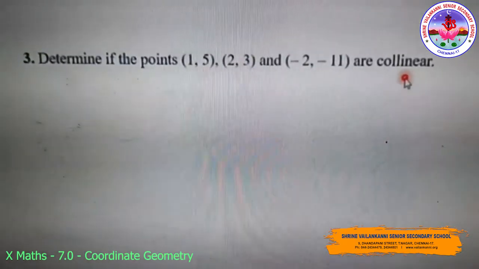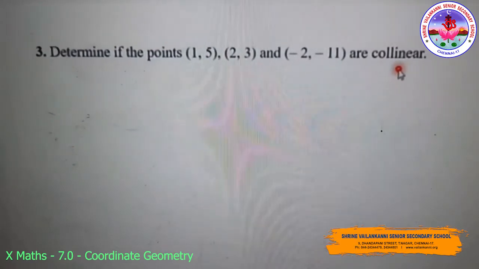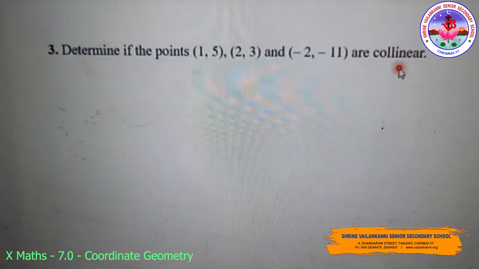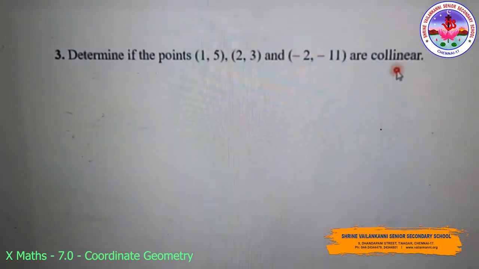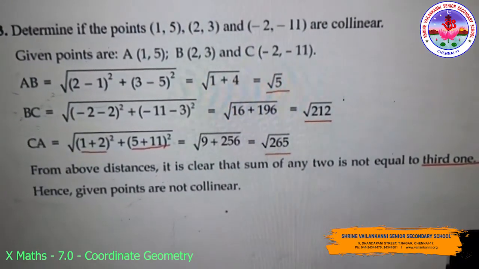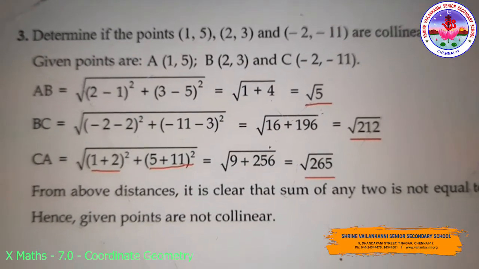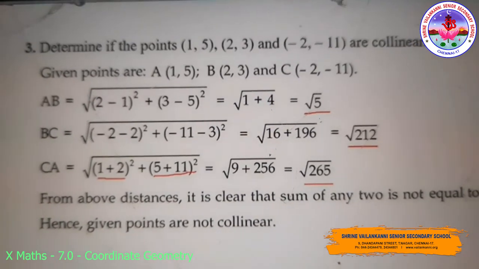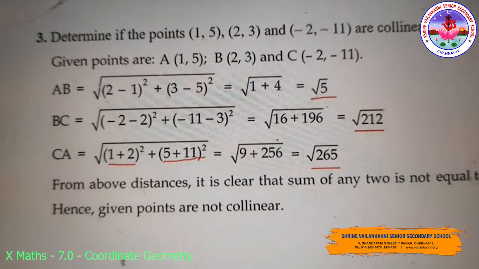Coming to the third problem, determine if the points 1, 5, 2, 3 and minus 2, minus 11 are collinear. So we are going to use the condition of the test of collinearity. So we need to find the distance of AB, BC and CA. AB is equal to square root of 2 minus 1 the whole squared plus 3 minus 5 the whole squared, which is equal to square root of 1 plus 4, which is equal to square root of 5.